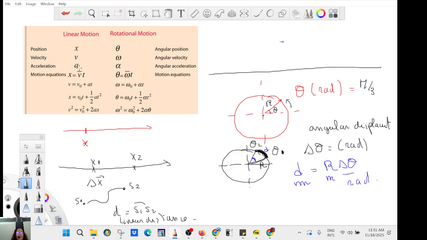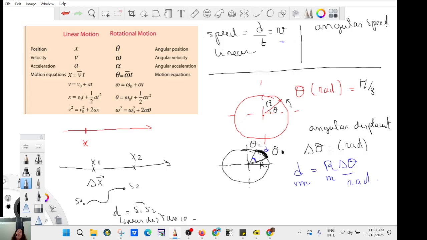Okay, next we have the linear speed. Linear speed is going to be the distance divided by the time elapsed. I'm going to call that V. So that will be your linear speed, not the velocity, right? Now for rotation, you're going to have the angular speed.